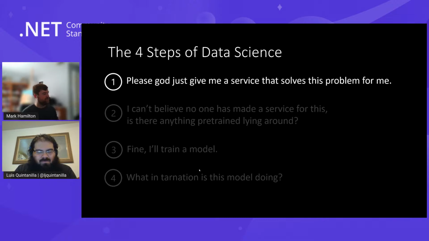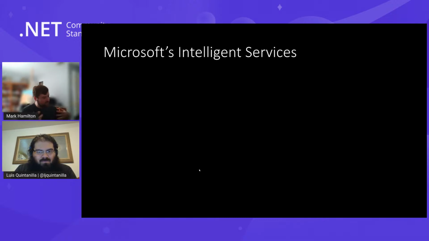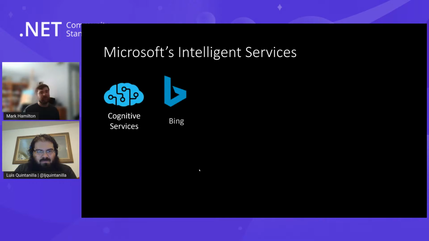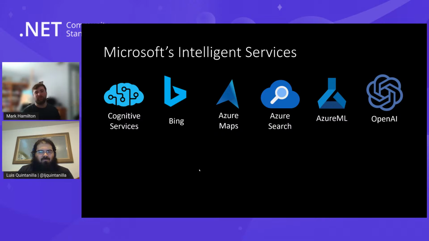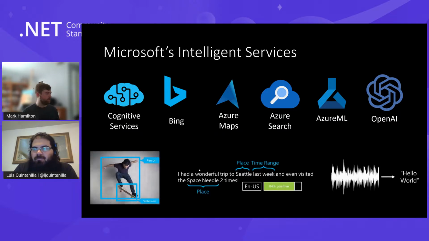And this is really the aim, to kind of find something that solves the problem for you. And thankfully, Microsoft has come up with a whole bunch of things that solve really hard problems for you automatically. And these are the suite of intelligent services. So things like Cognitive Services, Bing, OpenAI, Azure ML. And the idea is that these things are pre-built and smart and ready to go. They solve a wide variety of general purpose intelligence tasks, and they're really smart.